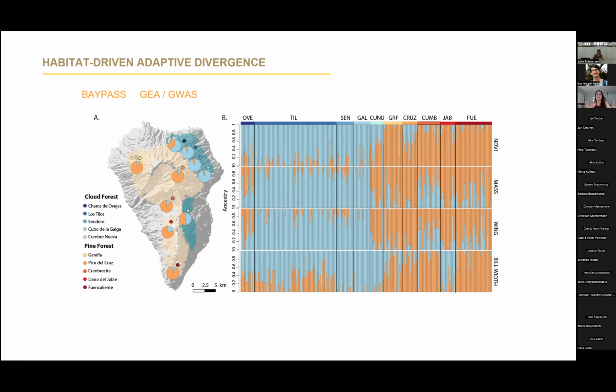So if we combine all these outliers together and then perform an admixture analysis, we detect again this habitat-related structure, but this cloud forest population shows a higher probability of assignment to the pine forest population. So this again suggests that there might be something going on at a very small spatial scale in the different localities, and we are trying to identify which variables and factors are causing this pattern.